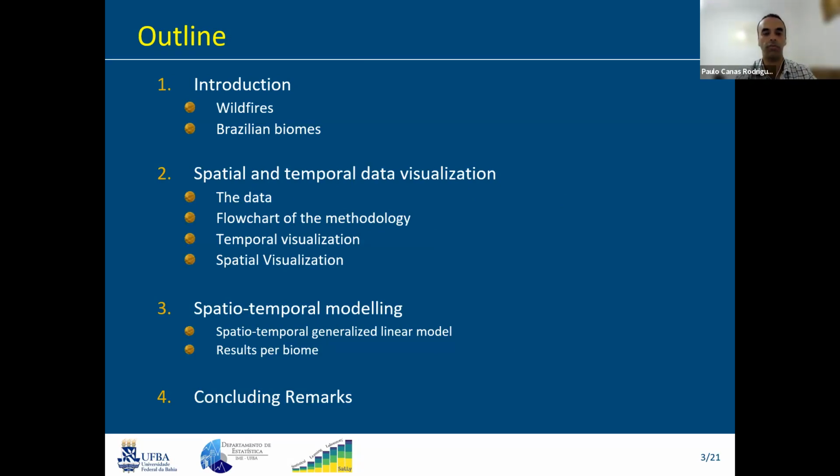So let me tell you what I'm going to talk about today. This is the outline of my talk. I will start with some introduction about wildfires and how the Brazilian territory is divided. Then I will show all the data that we collected, some spatial and temporal data visualization. Then I'm going to present the model that we used and some results on spatial temporal modeling, and then some concluding remarks.